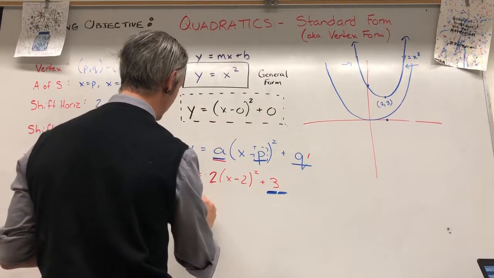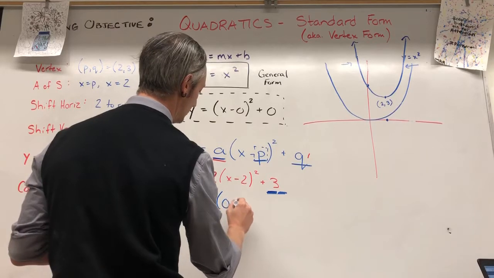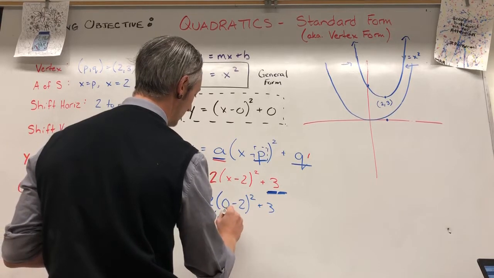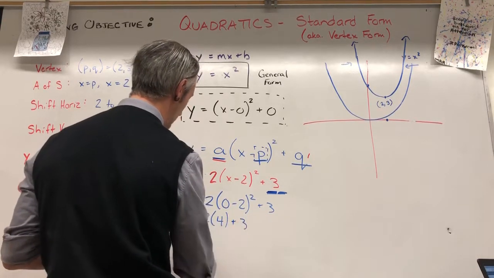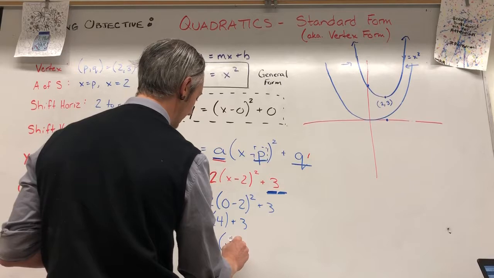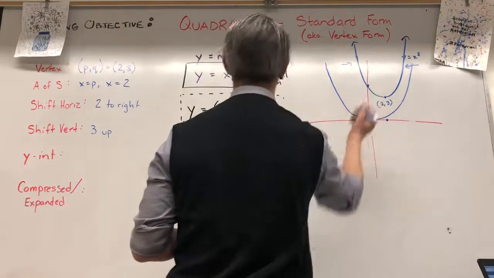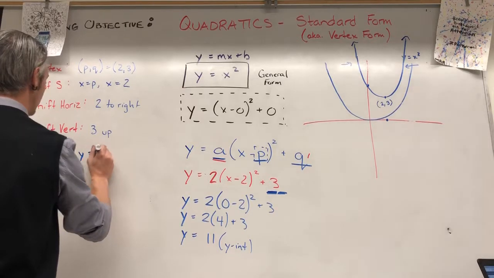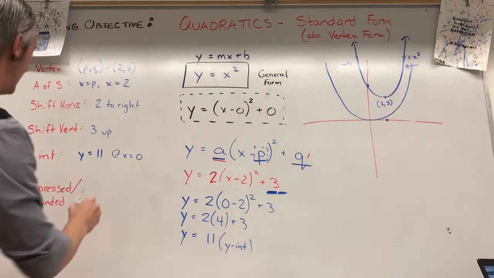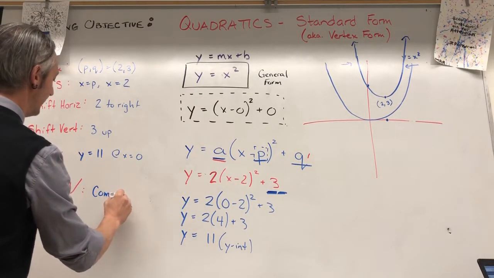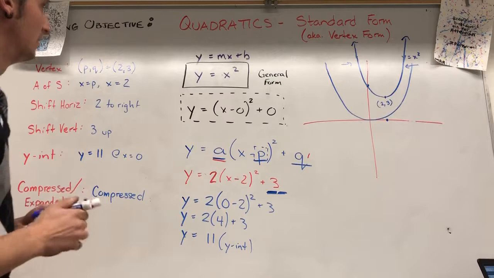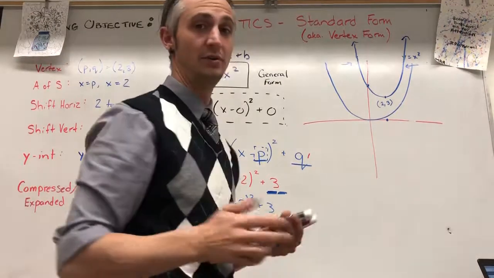So I go y is equal to 2 times (0 minus 2) squared plus 3. Y is equal to 2 times 4, because 2 squared is 4, plus 3. Y is equal to 11. Okay, so that's my y-intercept, because that occurred when x was equal to 0. So my y-intercept is y is equal to 11 at x is equal to 0, and I am compressed by a factor of 2, which is the A right there. And that is why we learn standard form.